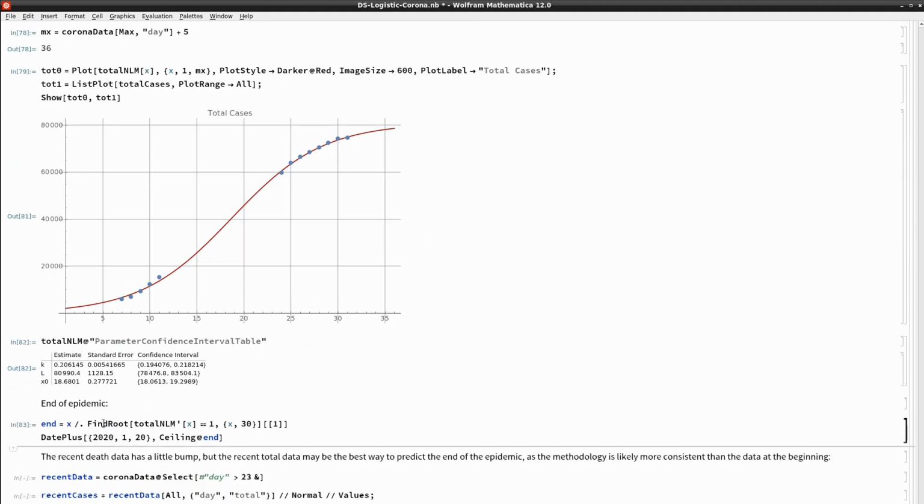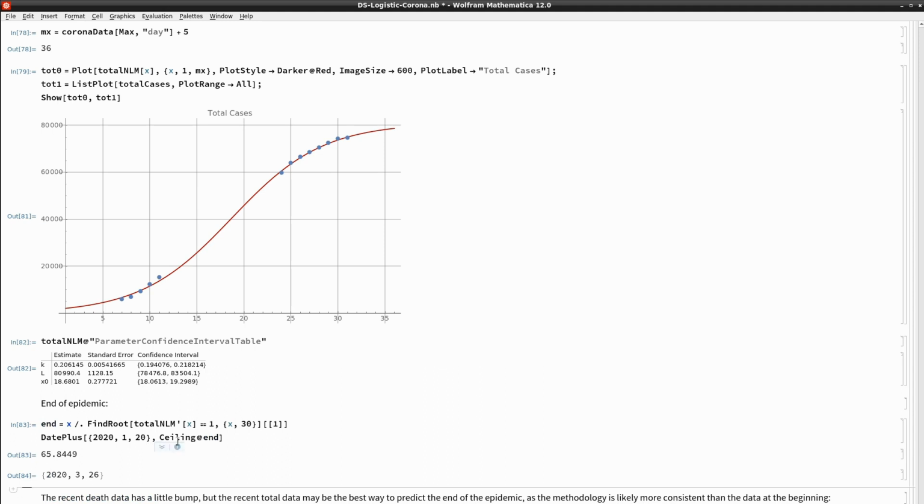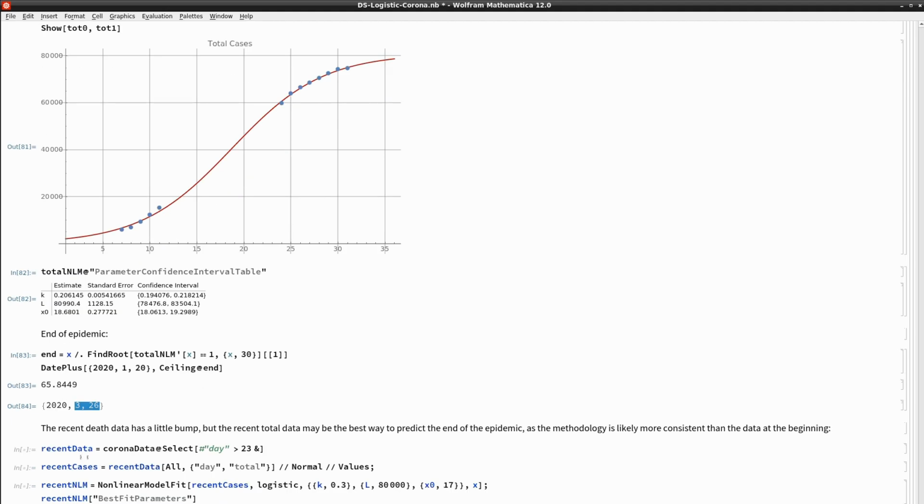So that means we can now ask at what point is the first derivative 1. Those would be the new cases. And we find that this is at day 65. So if we add this to the beginning, which was January 20, we're coming to an end of the epidemic on March 26. So it's better to use more recent data.